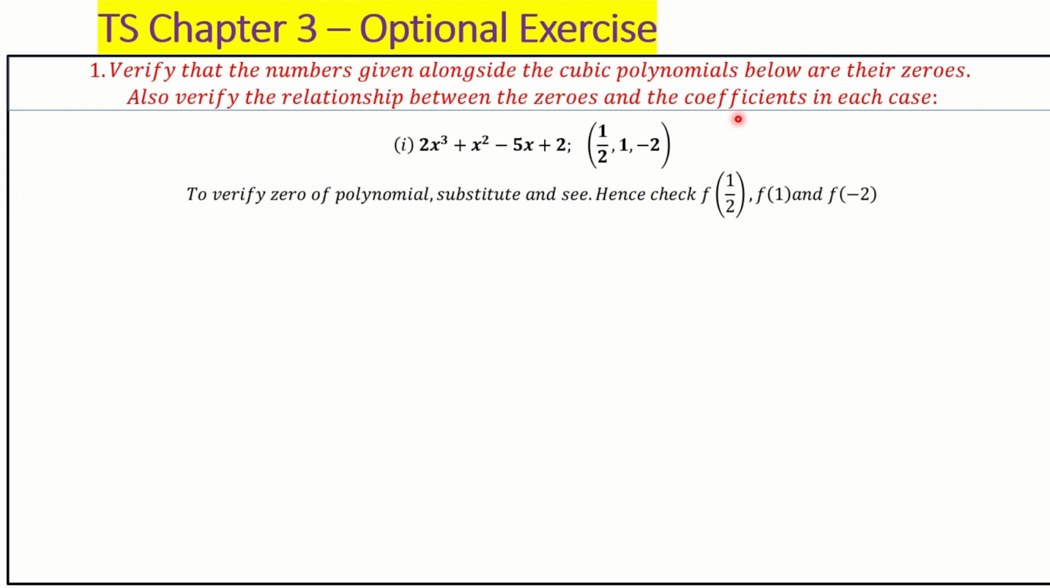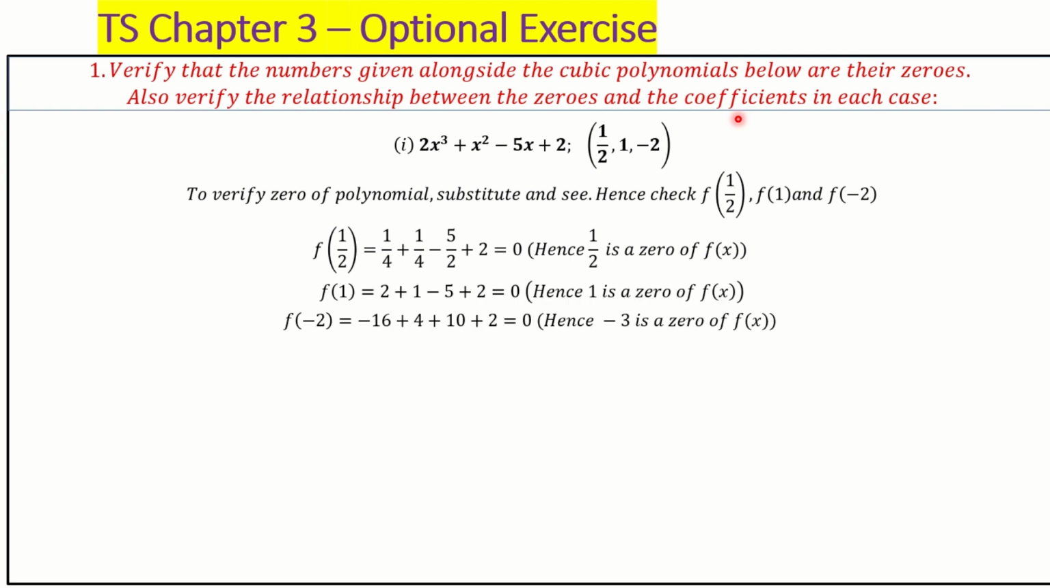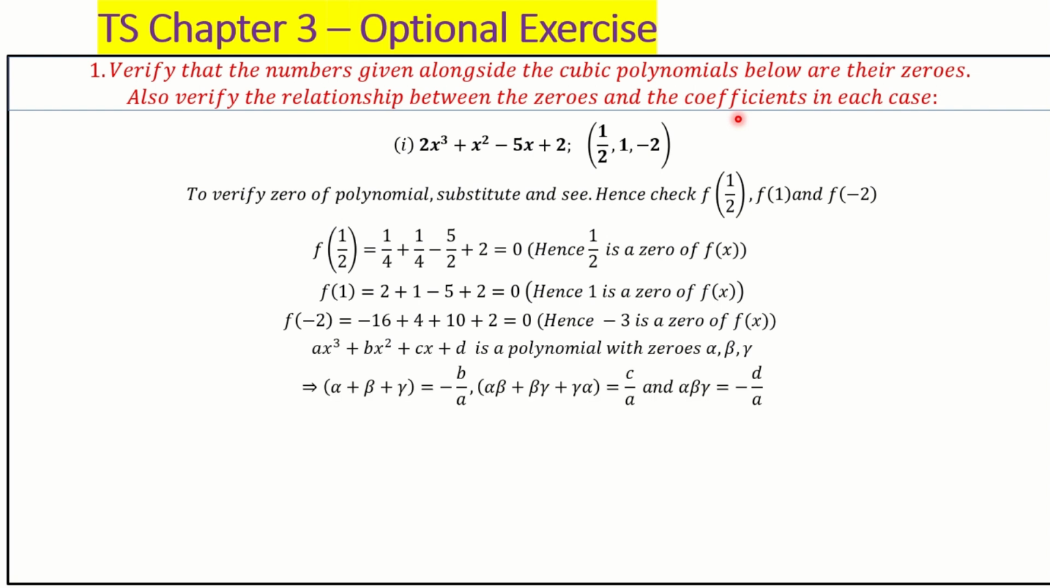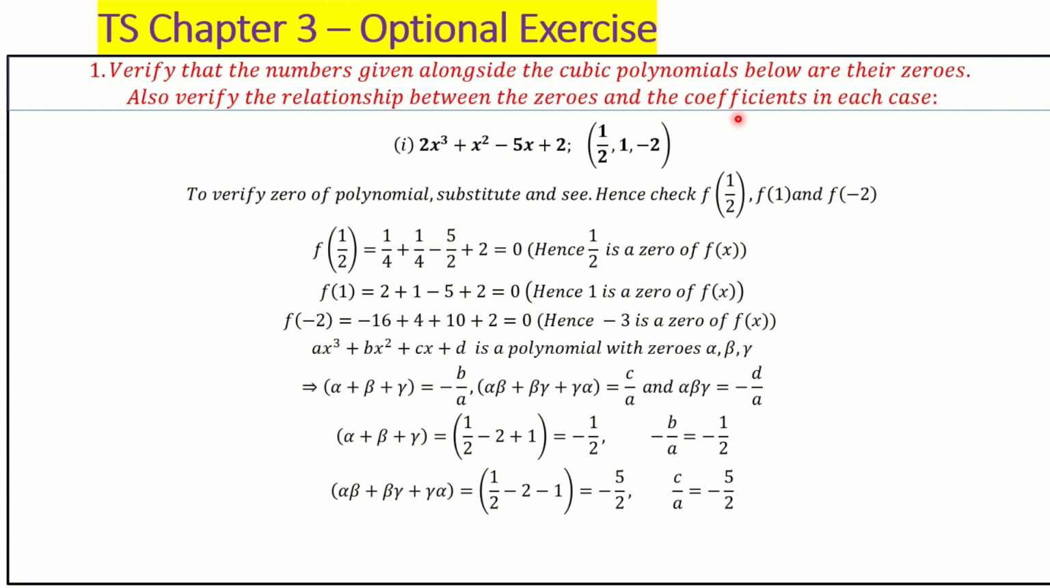If a given number is a zero of the polynomial or not, you just substitute for the x value. So f of 1 by 2, f of 1, f of minus 2, you will find out. Okay, 0, 0 and 0. So they are zeros of the polynomial. And the relationship we know already from this. So we can easily tell what the relationship is. You can verify also. Okay, we have done this problem before, so follow the same template.